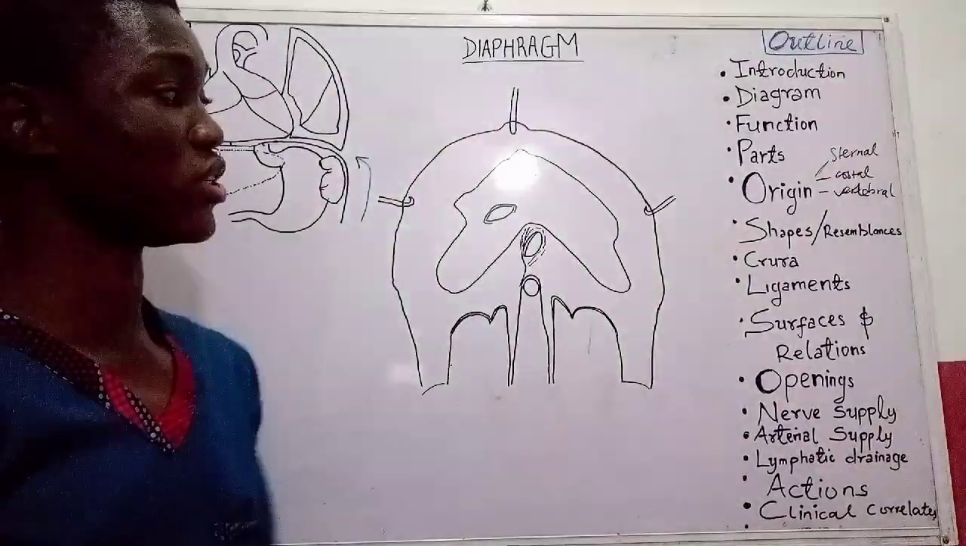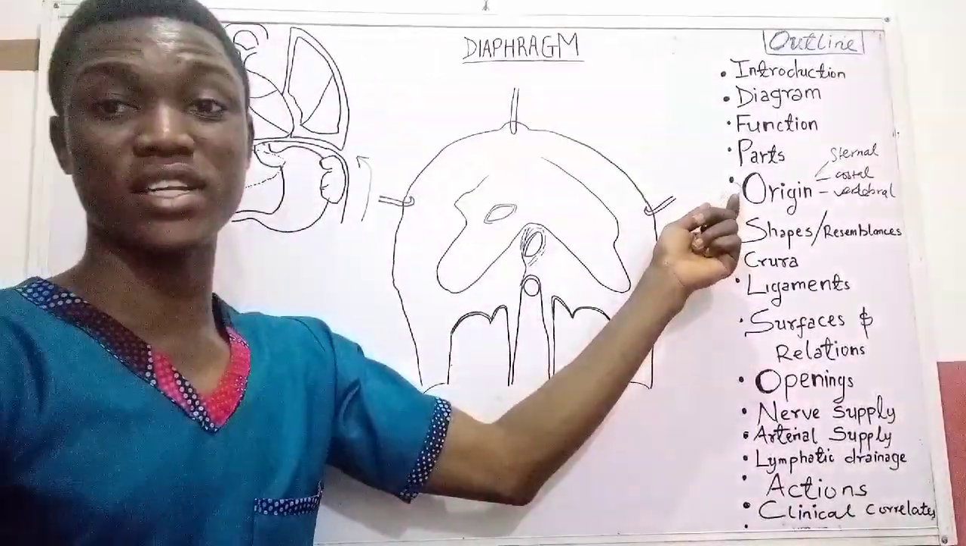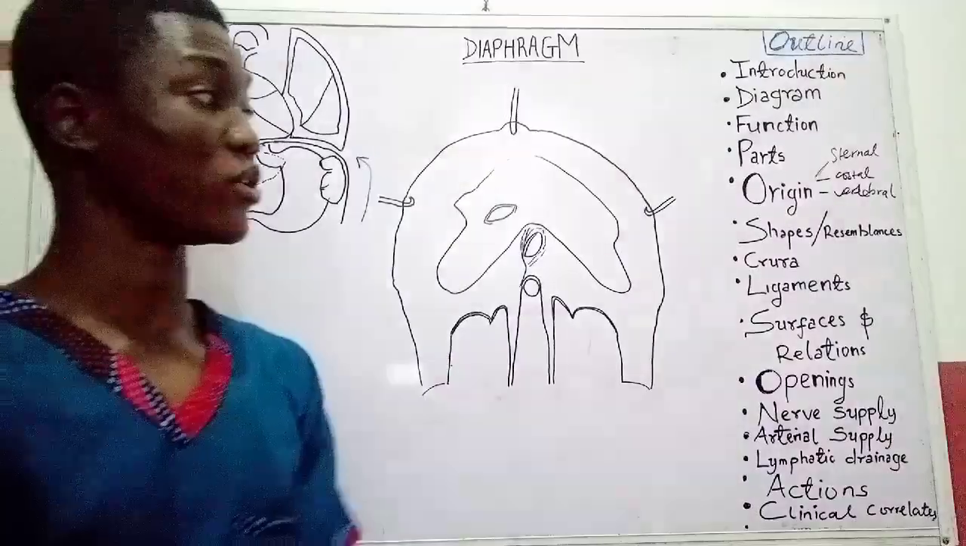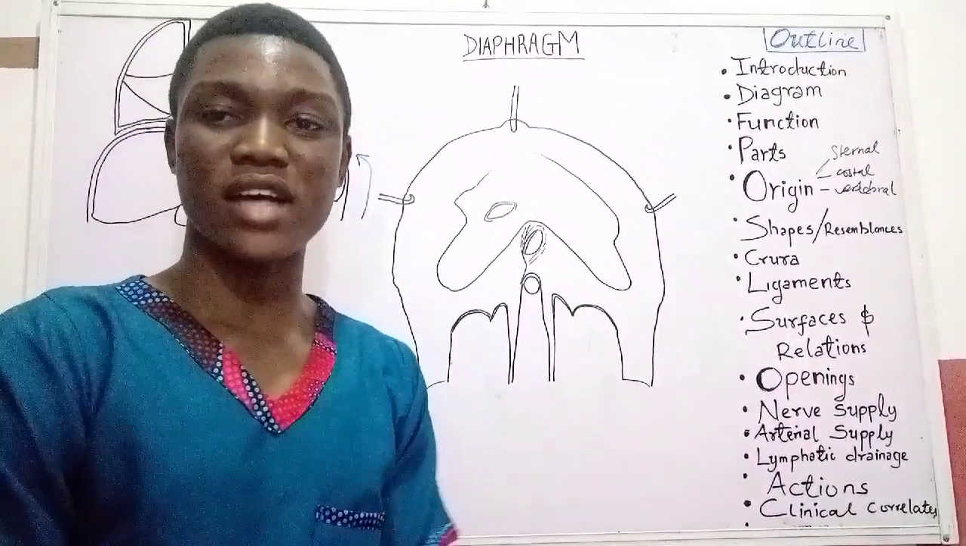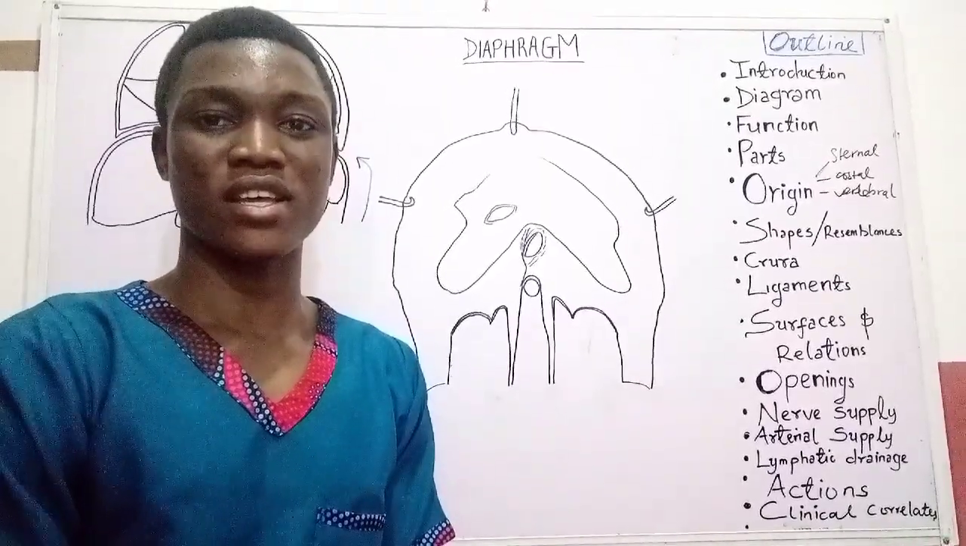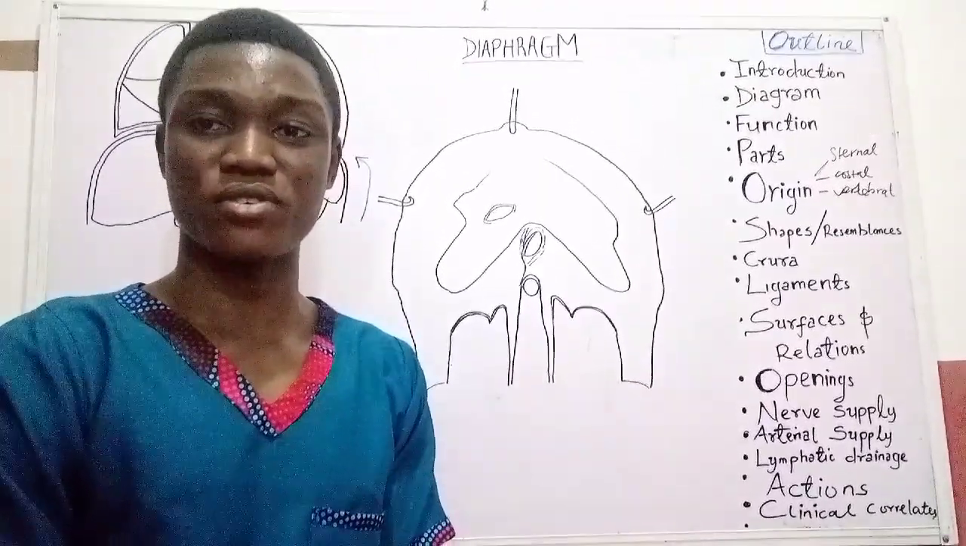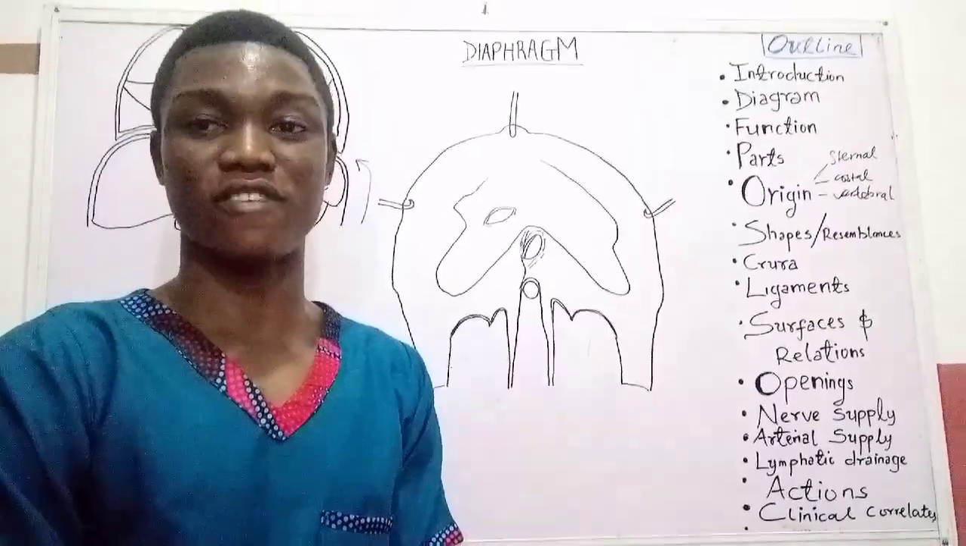Alright, so we'll be going to the next point here, which is the origin. So the diaphragm has three major origins. It has the sternal origin, the costal origin, and the vertebral origin.